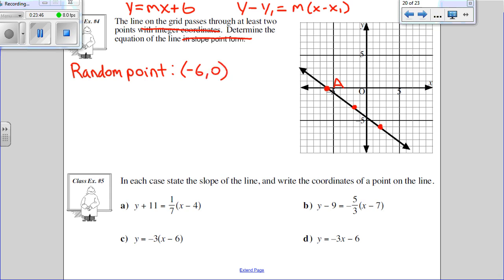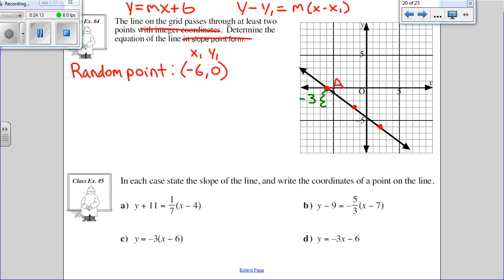What's the other thing I need to be able to create slope point form? The slope. I have a picture here. The best way to calculate the slope from a picture is to pick 2 points and count your way from one to the other. It doesn't matter which one you do. If I go from A and I go 1, 2, 3, down 3, over 1, 2, 3, 4, that would give me a slope of negative 3 over 4.